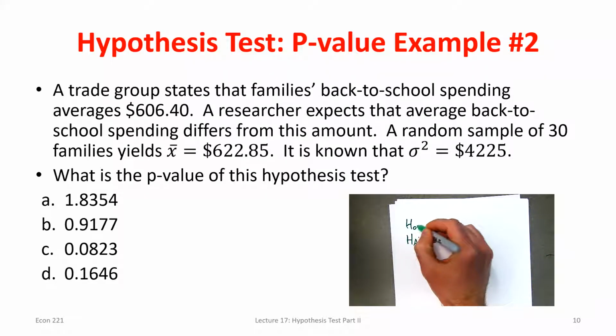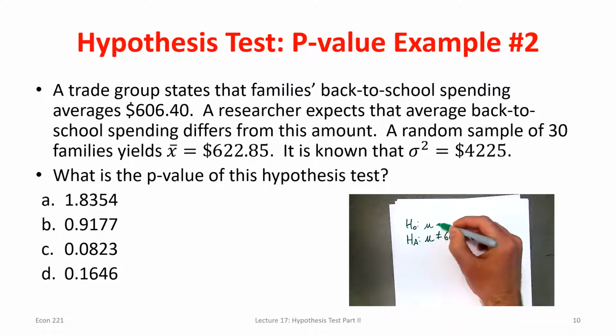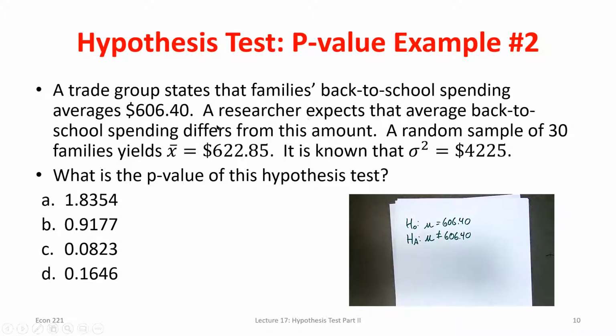So we stack the deck against ourselves with our null hypothesis and assume that that reported value is in fact the true mean. Okay? So we identified the alternative. One of the keys is anytime we see differs from or different than, we should be thinking a two-tailed test, or a not-equal-to sign in the alternative hypothesis.